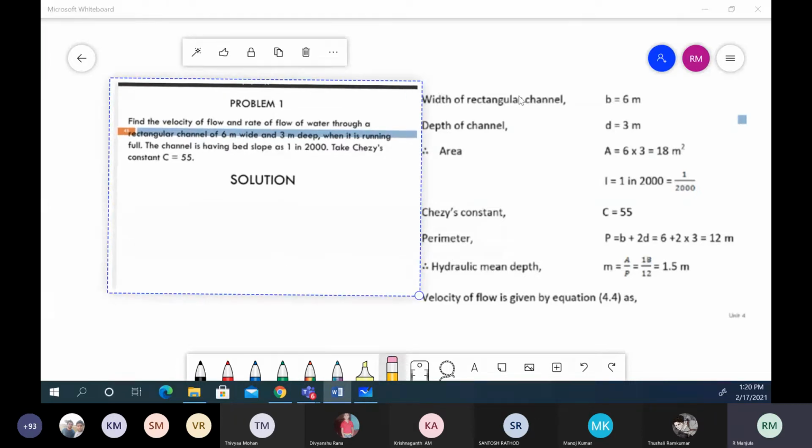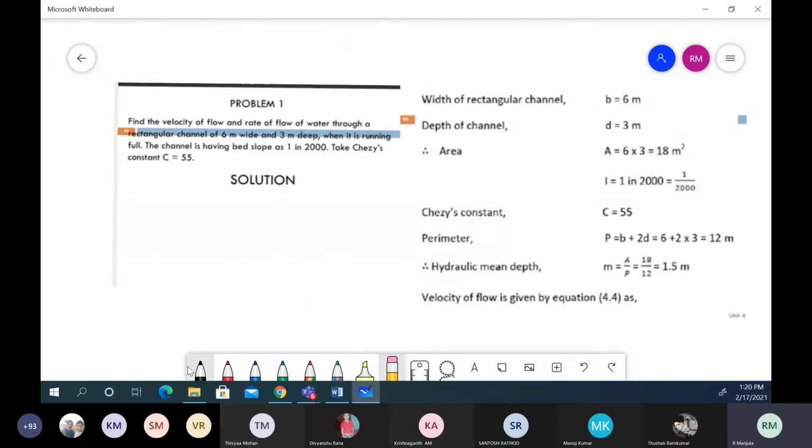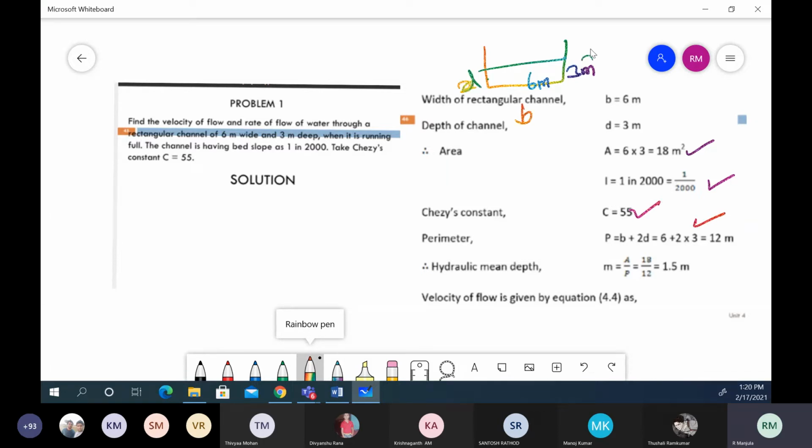So here the problem given to you is a rectangular channel. The width is 6 meter, depth is 3 meter. You can find the area. I is also known to you. Chezy's constant is 55. Wetted perimeter is B plus 2D. And the hydraulic mean depth M is equal to A by P. Can you find the value of A and the value of P? Substitute and you will get the hydraulic mean depth.